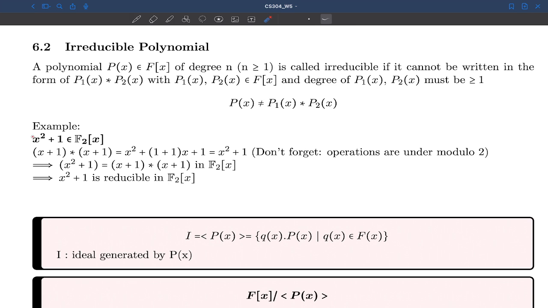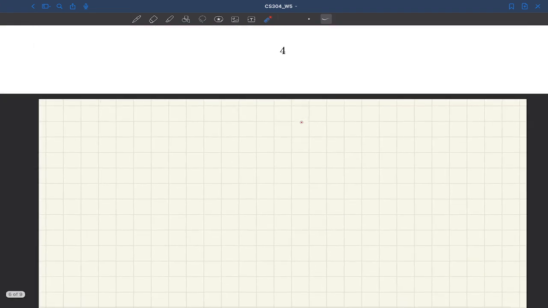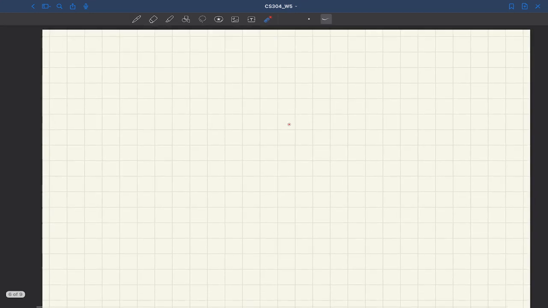So here you can say that the coefficient of x square is 1, the constant term is also 1, and the coefficient of x cube is 0. All other degree terms have coefficient 0. So no other kind of coefficient is appearing here. So this x square plus 1 belongs to this F2[x]. Now I want to check, is this reducible or irreducible? Let's work on it and try to find its factors.